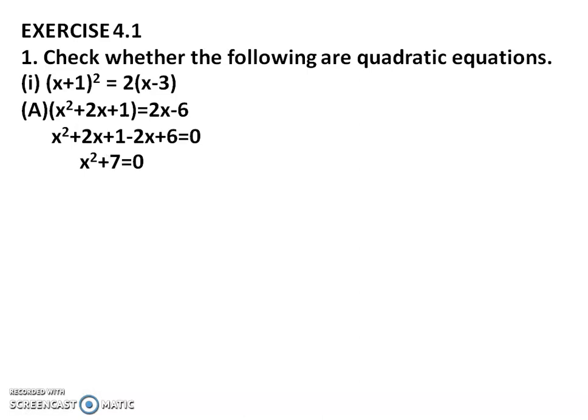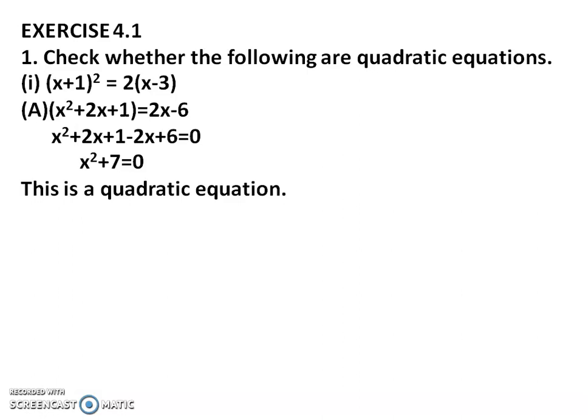Simplifying, you will get x square plus 7. 2x and minus 2x get cancelled. So, at last you got the equation as x square plus 7 equal to 0. Which is the highest degree you can find there? The highest degree is 2. So, this is a quadratic equation.